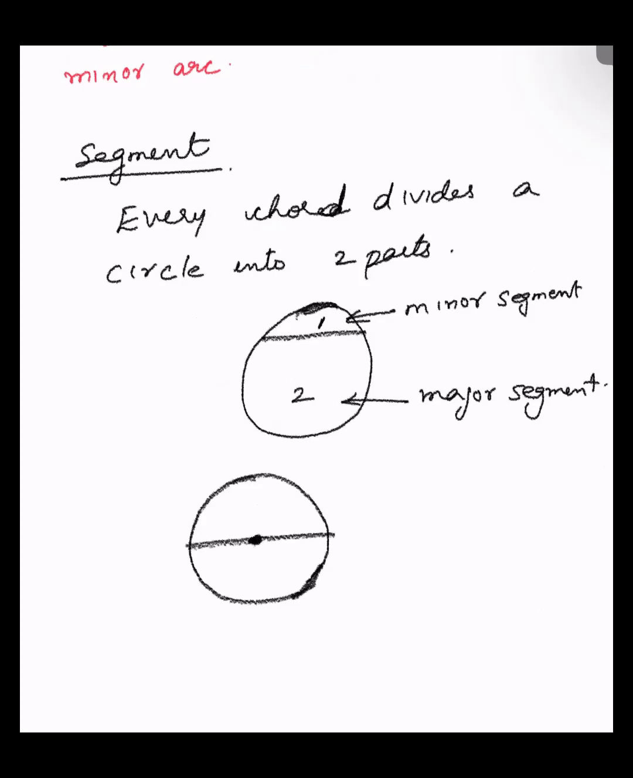So this is also a chord. Now you tell me how the segments are. This is one segment, right? And the other half is also another segment, right? So in this case, don't you think both the segments are equal? There is no minor segment and major segment. Both the segments are of equal size. Why? Because a diameter is dividing a circle into two equal halves. The diameter passes through the center of the circle, right? So this diameter is dividing the circle into two equal halves.